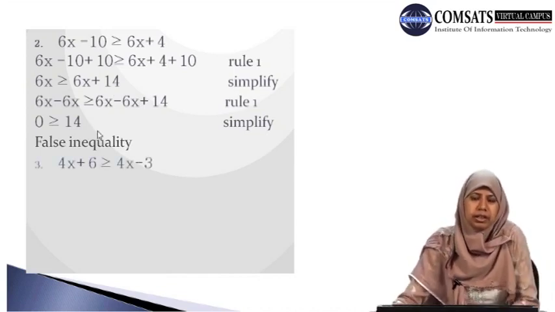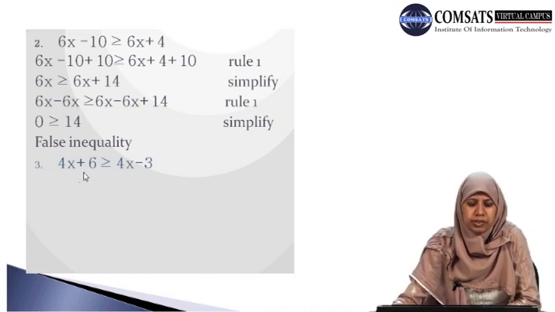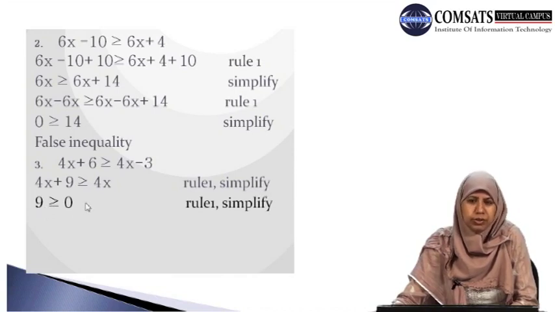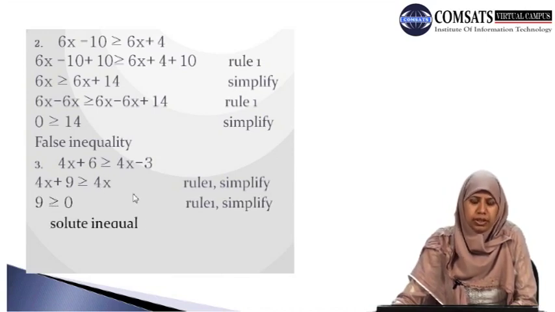Now we consider another question, that is 4x plus 6 is greater than or equal to 4x minus 3. This one looks similar to our second example. We will use our rule 1 again, that is, we add 3 on both sides, and after simplifying we obtain 4x plus 9 is greater than or equal to 4x. Again using rule 1, we obtain that 9 is greater than or equal to 0, which we know is always true. So this solution tells us that this type of inequality is an absolute inequality.